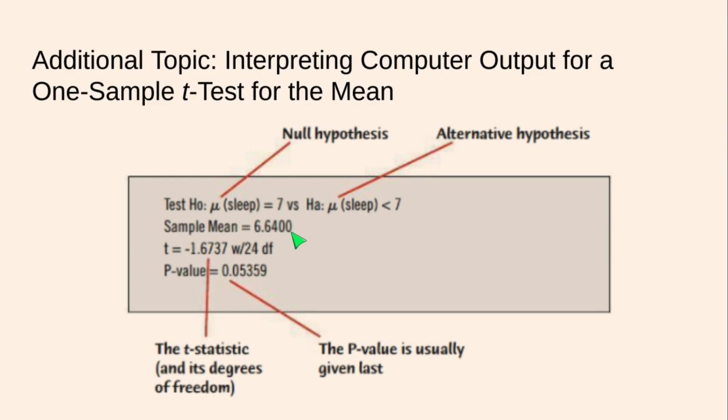Here we have the sample mean, ho-hum. Here is our t-test statistic, and degrees of freedom are given, and here is a p-value. And the p-value is usually given last in computer output. This is a very easy bit of computer output to read. It definitely gets more difficult than this, but I just wanted to let you know what computer output would look like if you were using something other than a graphing calculator, which you will be expected to know how to interpret on the AP test, I assure you.